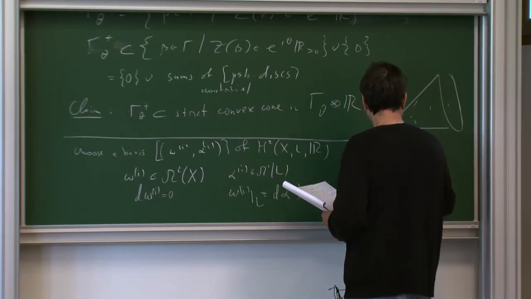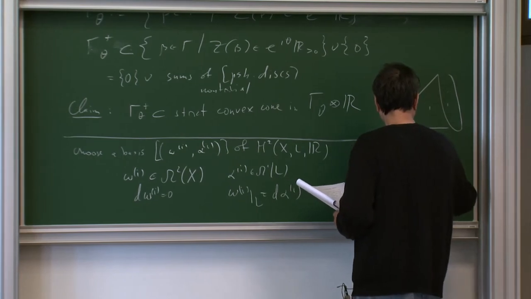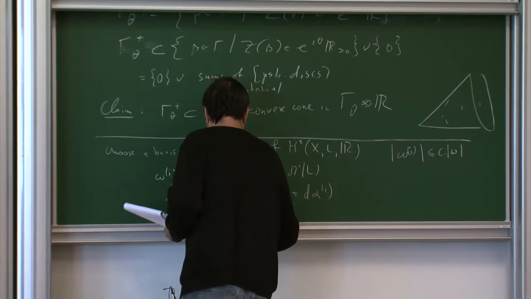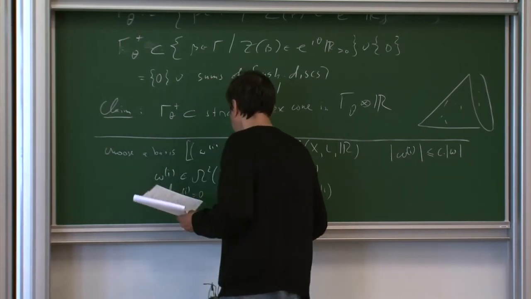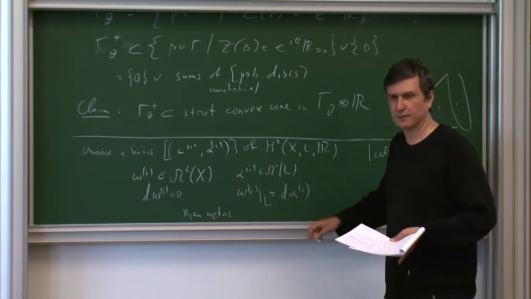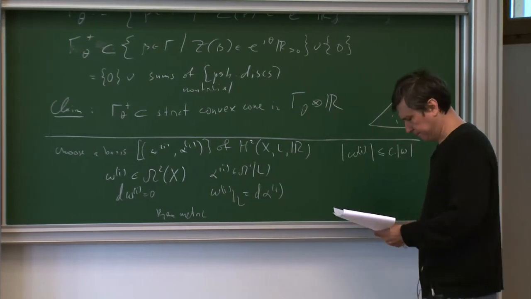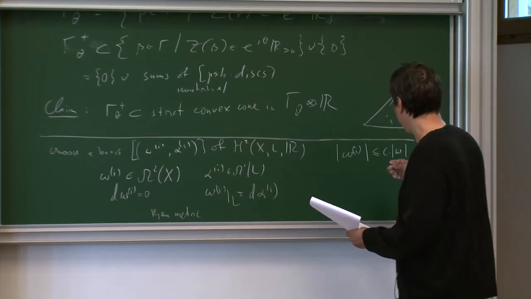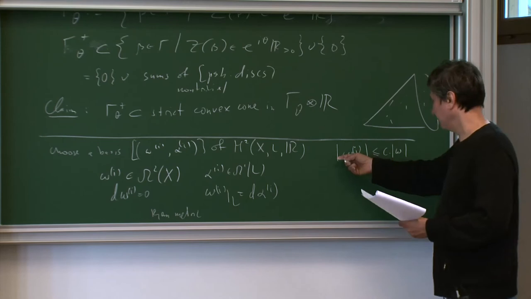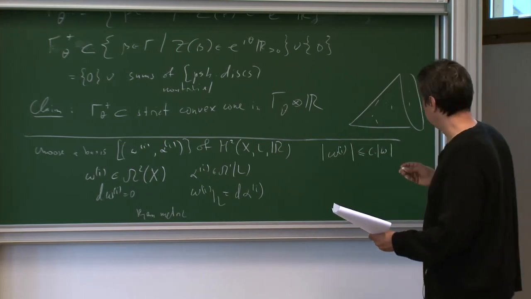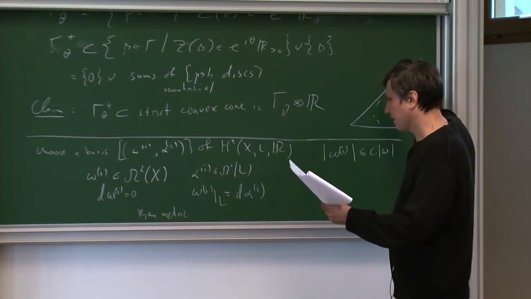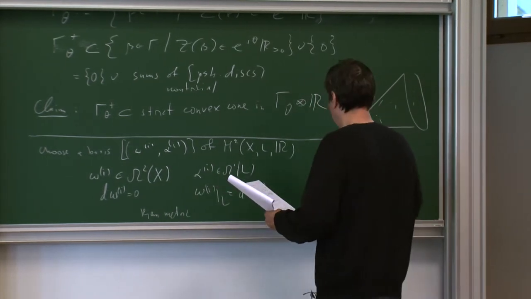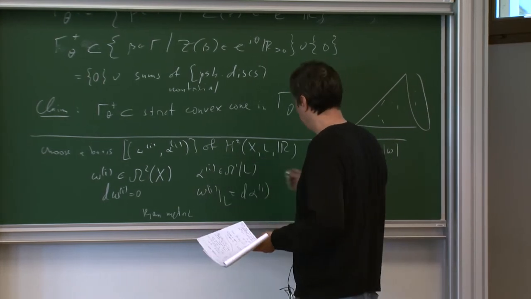Let's assume that omegas are bounded by a constant, and also choose some Riemannian metric which is compatible with the symplectic form in a rough sense, which I explained when I spoke about Fukaya categories. All these two forms are bounded by omega, and alphas are also bounded because L is compact.